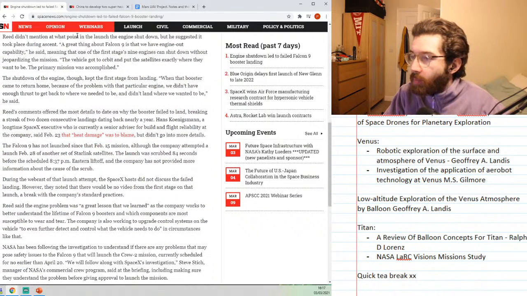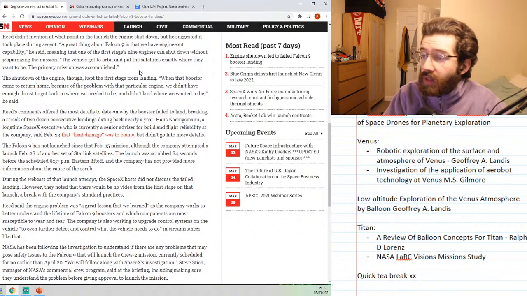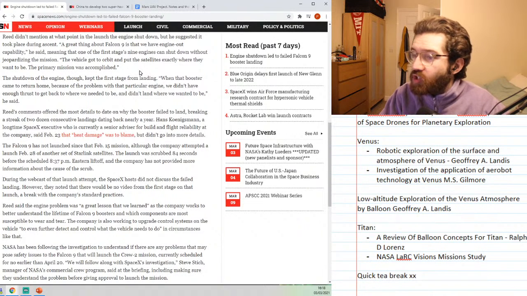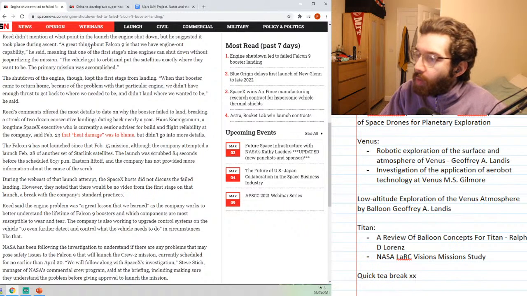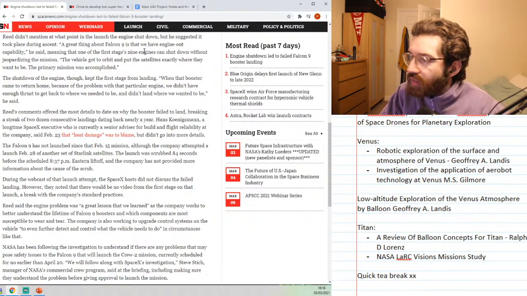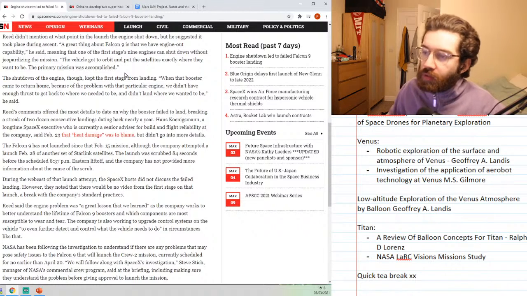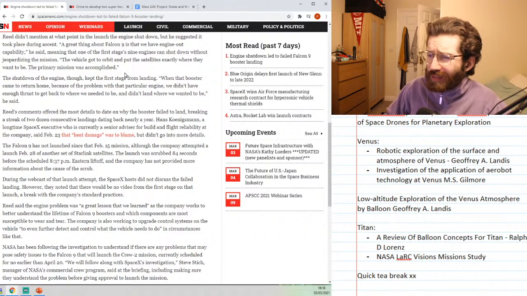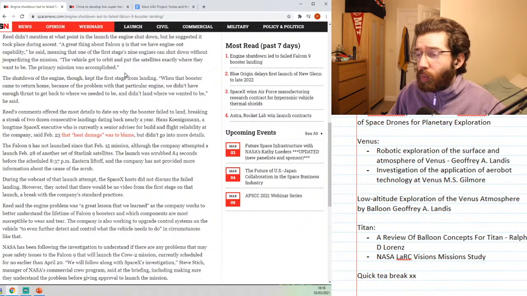Reed didn't mention at what point in the launch the engine shut down, but he suggested that it took place during ascent. A great thing about Falcon 9 is that we have engine out capability, he said, meaning that one of the first stage's 9 engines can shut down without jeopardizing the mission. It's like a fail-safe mechanism, I think. Yeah, if one thing breaks, you still have most of it working, so you're not going to be completely shut down.